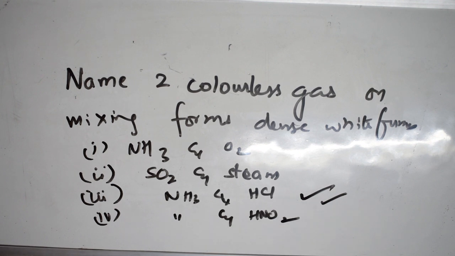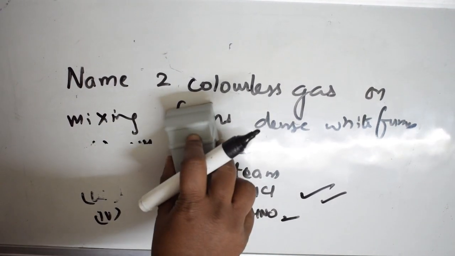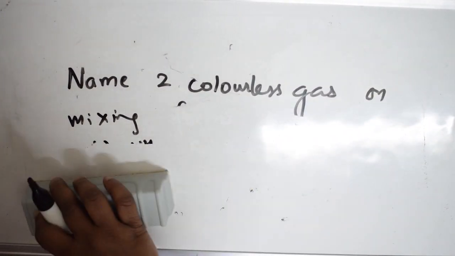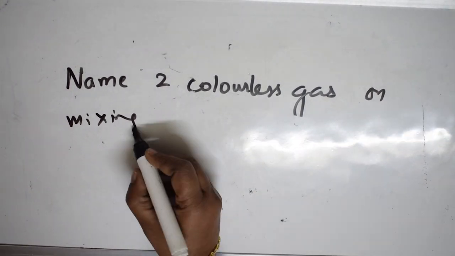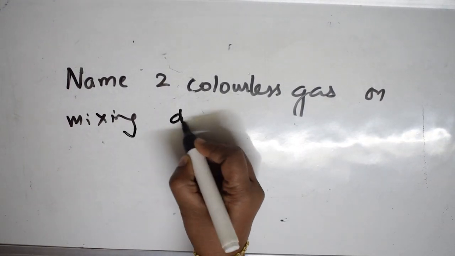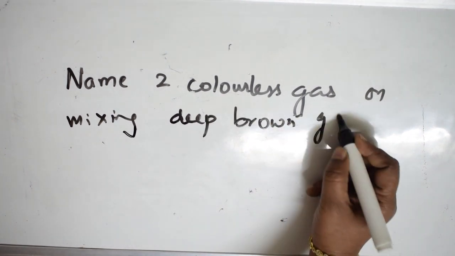Let us do one more Viva question. Same question, name 2 colorless gases, but I will erase all the options and ask the same question in a different way. Name 2 colorless gases, because both options are colorless gases, which on mixing give a deep brown gas. If she asks you for deep brown gas, what are the colorless gases?